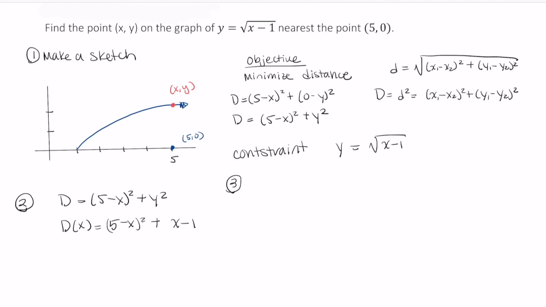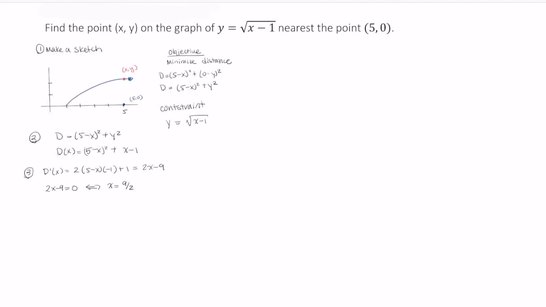Now we're going to find the critical values in step 3. That is, we're finding the critical values of this new objective function. We write D prime of x is equal to 2 times (5 minus x) times negative 1. That's just applying the power rule and the chain rule. Then we add 1 for this derivative, and I'm going to ignore this constant because it vanishes as its derivative is 0. A little bit of rewriting yields 2x minus 9. Now all that is left is to set 2x minus 9 equal to 0, which only holds when x equals 9 halves.